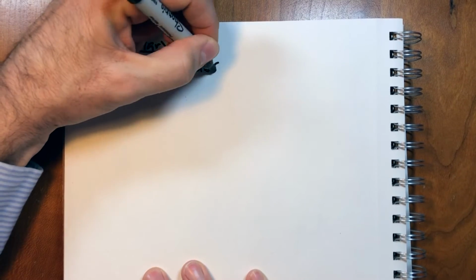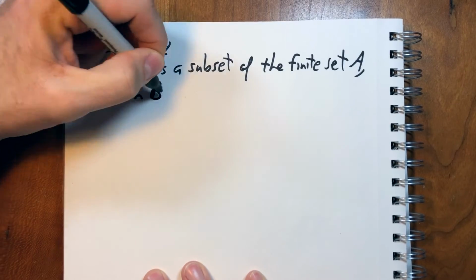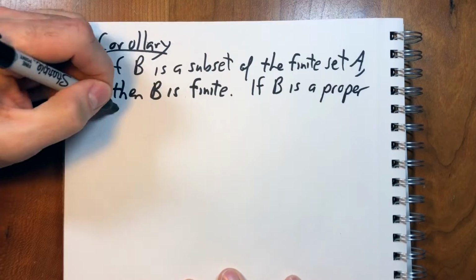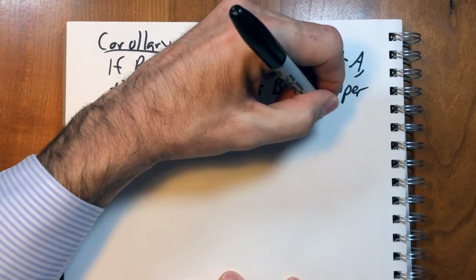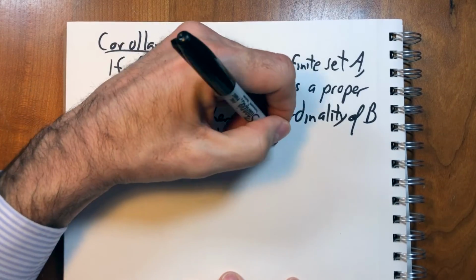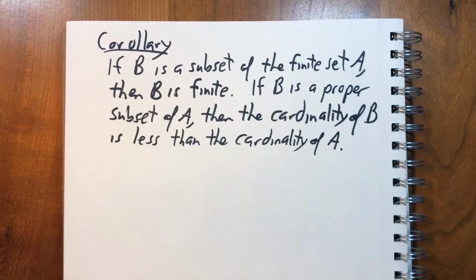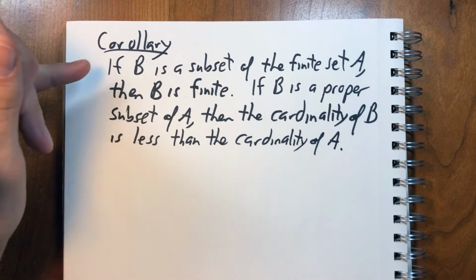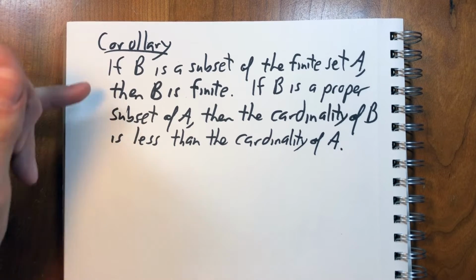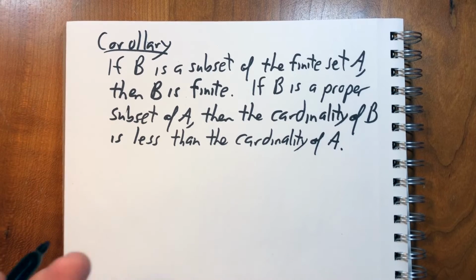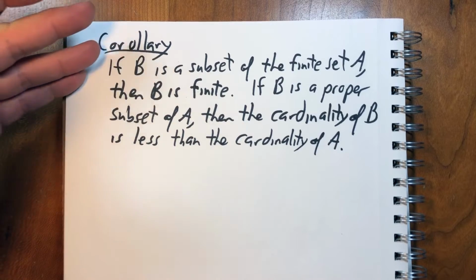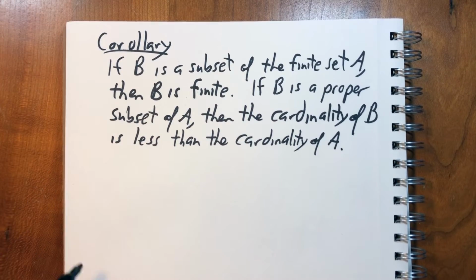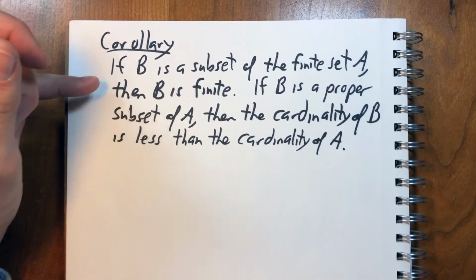There are several important results that fall right out of that fact. If B is a subset of a finite set A, then B is also finite. And if B is a proper subset of A, then the cardinality of B is less than the cardinality of A. Again, this is so interesting because these statements are completely obvious, right? Obviously, if the bigger set is finite, the smaller one has to be finite too. And yet, it took us all of these steps to prove that this is true.